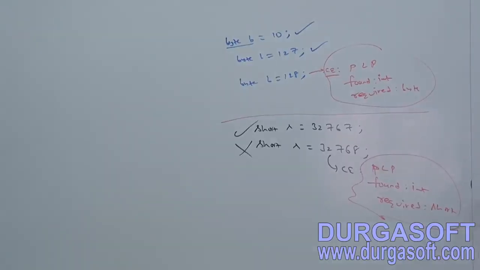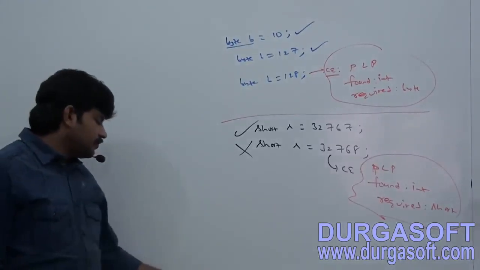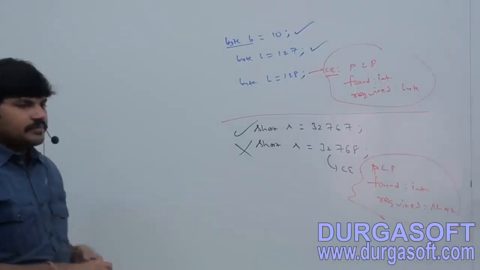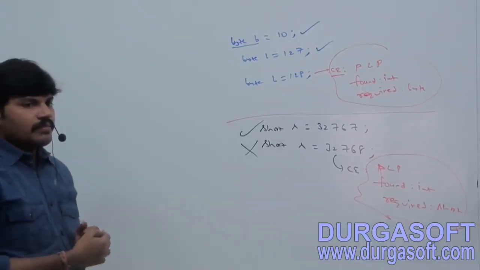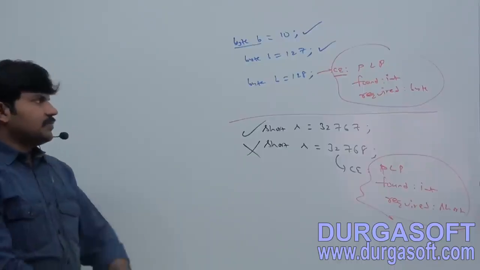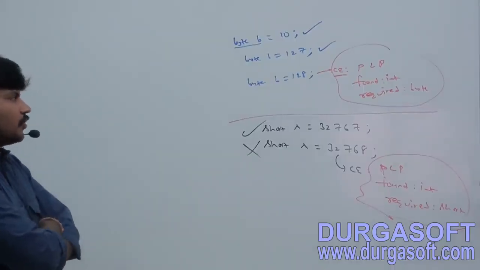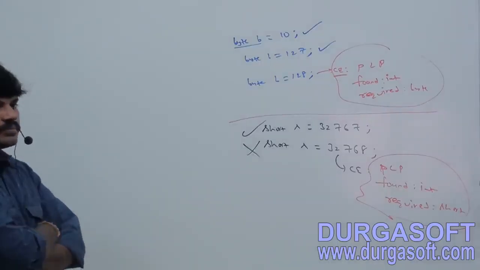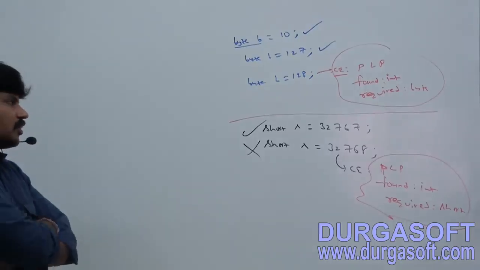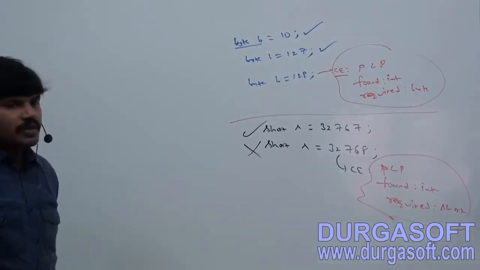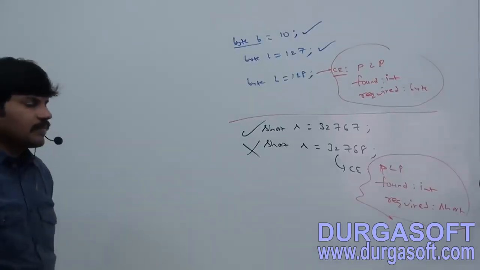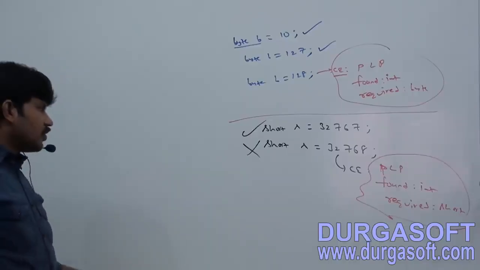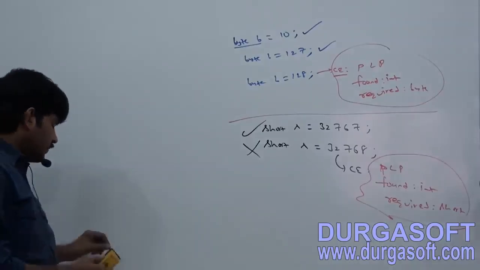Byte b is equal to 10. Example: byte b is equal to 127. Byte b is equal to 128: compile time error, possible loss of precision, found int, required byte. Next, short s is equal to 32,767. Short s is equal to 32,768.